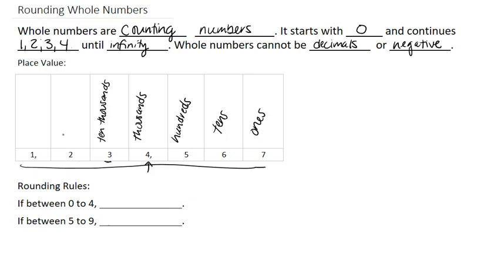And then we have 100,000s here. And then we have another comma. So this separates the thousands to the millions. So this one is in the millions place value.